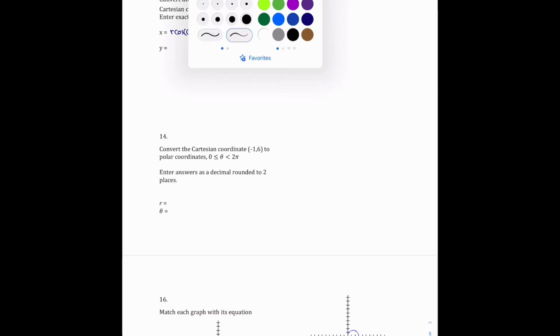Now the y is equal to r sine theta, which is 8 times sine 7 pi over 6. And this is equal to 8 times negative 1/2, which is equal to negative 4. So here is the x and here is the y, which makes the coordinates now negative 4 square root of 3 and negative 4.